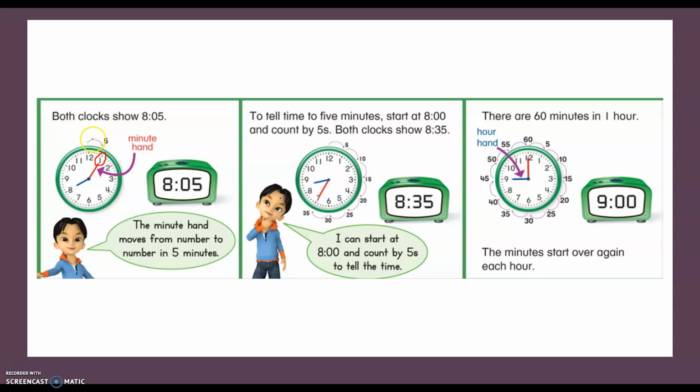So take a look at this clock right here. Both of these clocks show 8:05. You've seen clocks like this, digital clocks, probably everywhere you go. You see it on your cell phone, on your computer. So it's very easy for us to read digital clocks since we see them all the time.